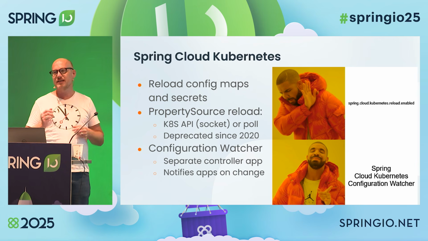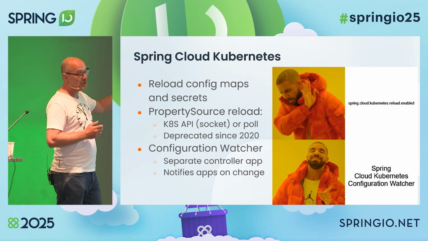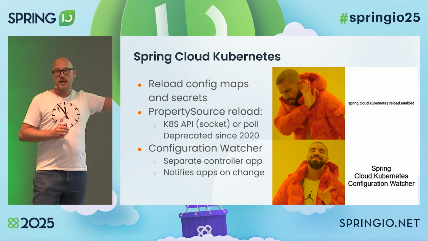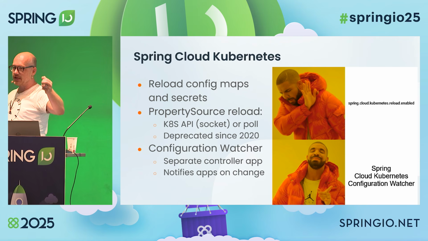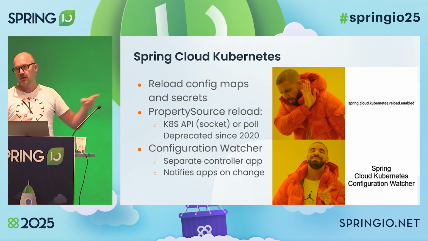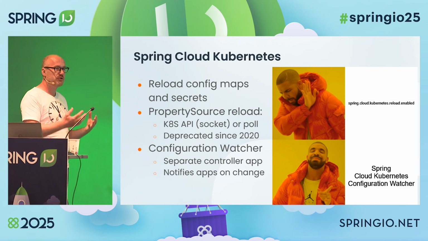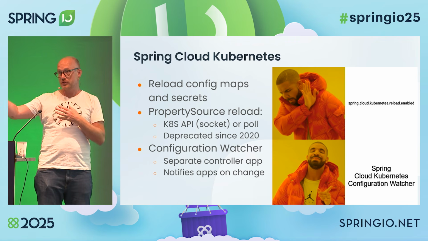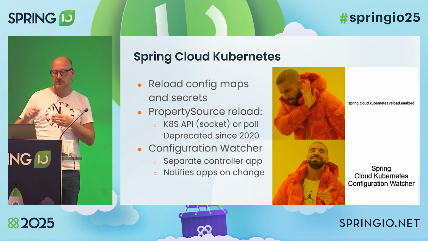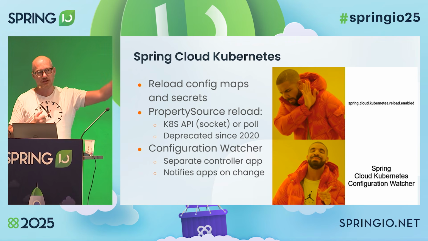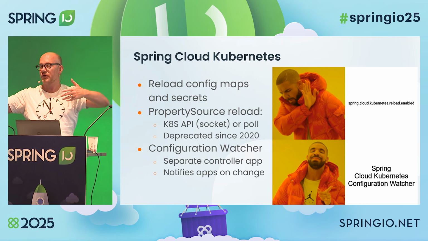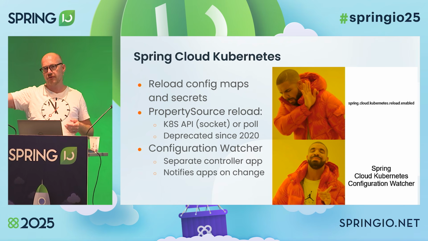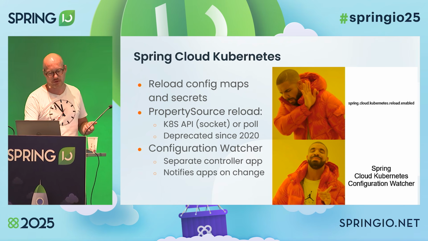What you should be doing instead is you should be using something called the configuration watcher. And this is a separate application that you deploy into your Kubernetes cluster. And this application will monitor config maps, and if you want to, also secrets, but that's opt-in, you need to enable that, for changes. Then when something changes, it determines what application the configuration is for, and then it calls the refresh endpoint on that application. That's, in essence, how it works.